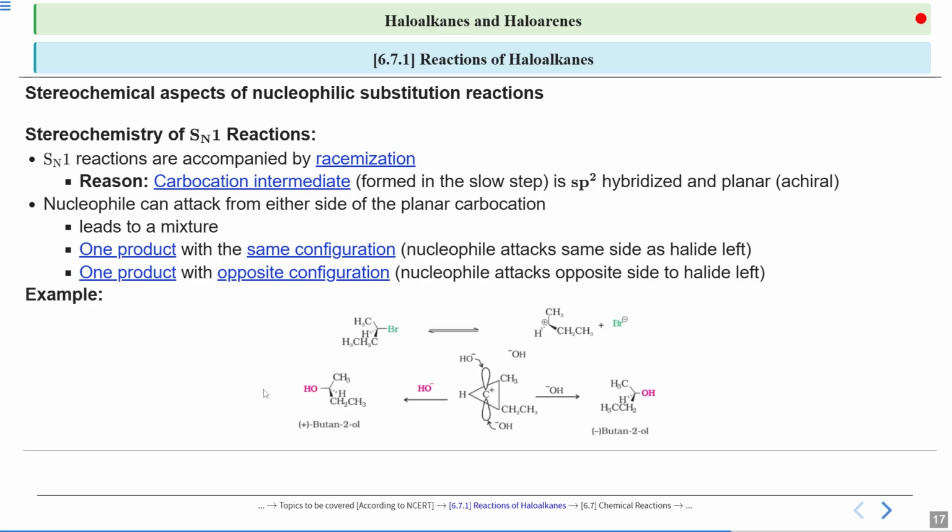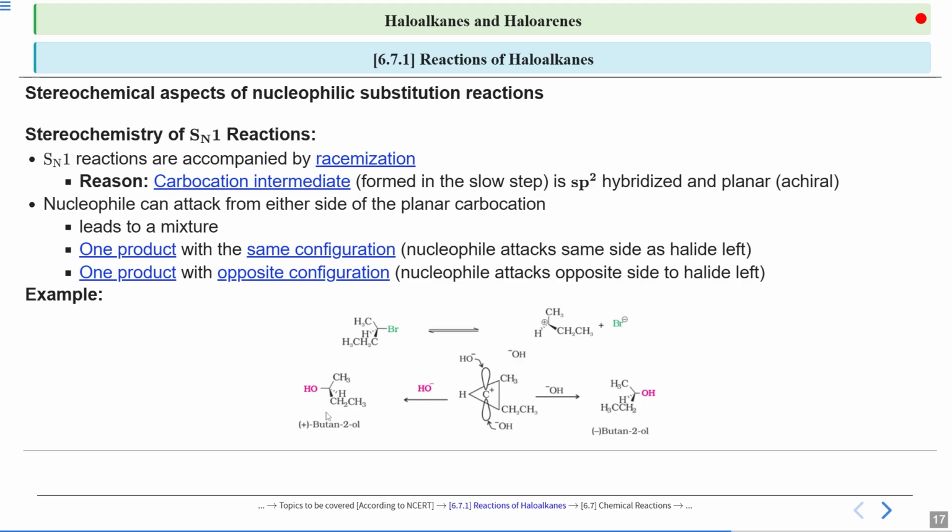For example, you can see these two reactions. The first reaction is carbocation formation from this haloalkane. The bromine, the leaving group, leaves the molecule, and you get a carbocation. Now this carbocation is sp2 hybridized and planar. So the attacking nucleophile can attack from either side of this planar carbocation, right? The OH negative can attack this carbocation from both sides and lead to a mixture of products, which is positive butan-2-ol and negative butan-2-ol in this example.